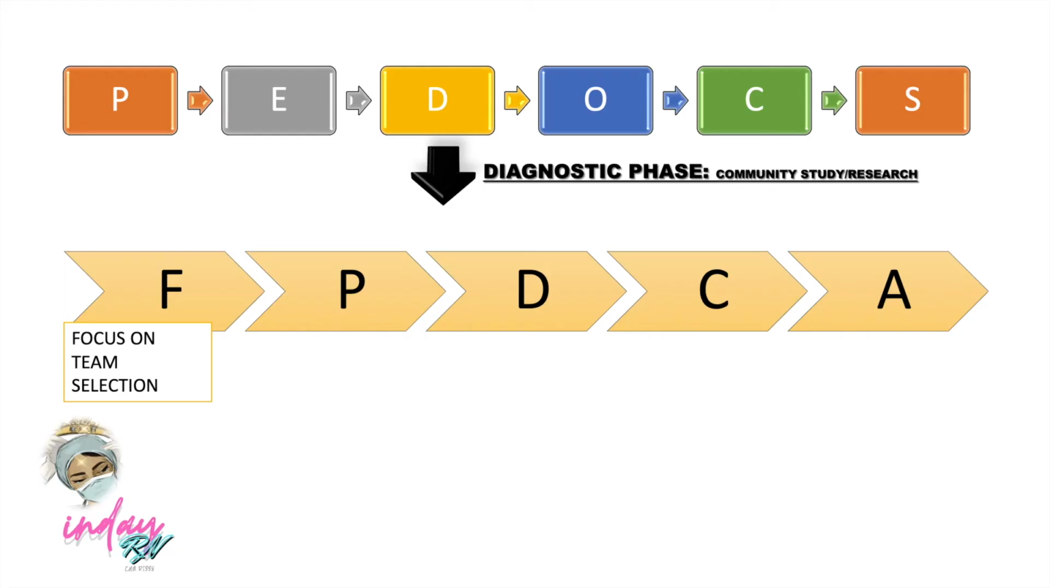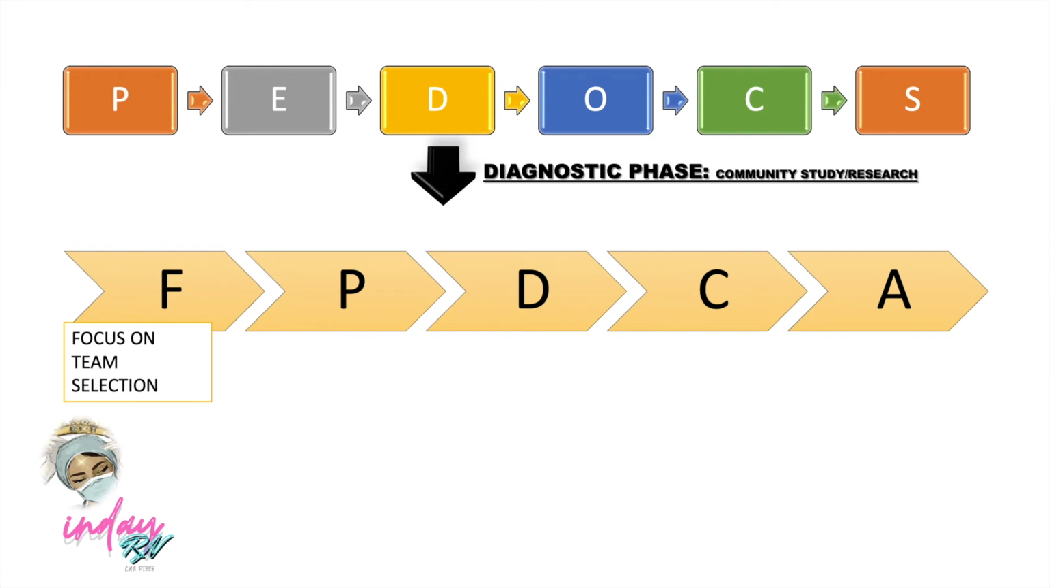Here in the focus on team selection, we are actually selecting or establishing the research team. And I told you earlier, all the members and teams should come from the community. Okay? So here, you are doing the selection of the research team. So F, first, focus on the team selection.